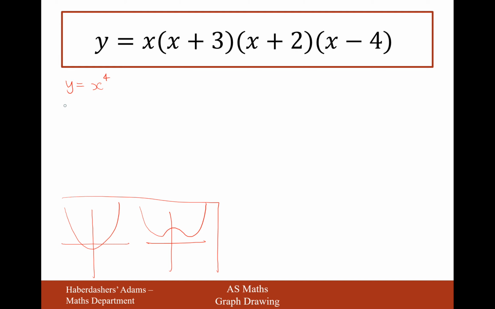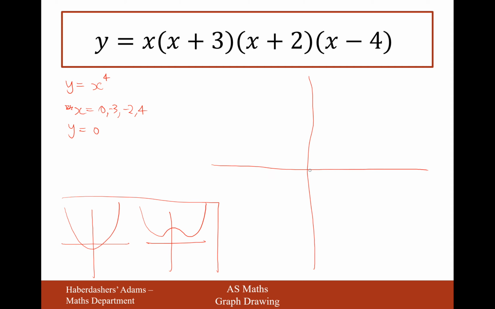So moving on to the next part, what are the x-axis intercepts? The x-axis intercepts are going to be at 0, 3, so minus 3, minus 2, and 4. The y value is going to be 0 times 3 times 3 times minus 4, and because we had a 0 in there, it's just going to be 0.